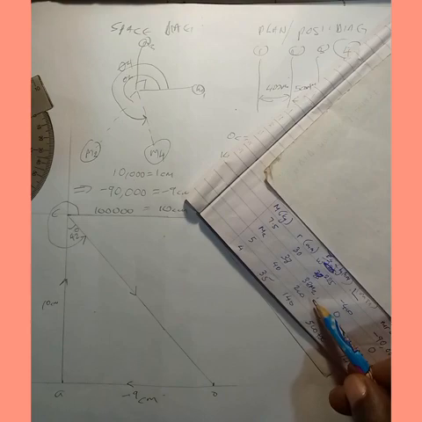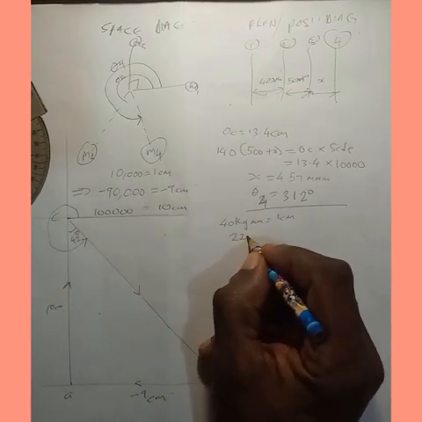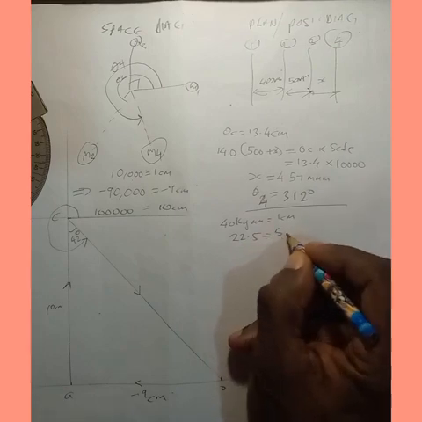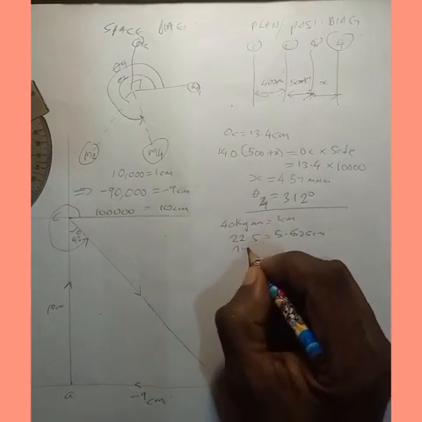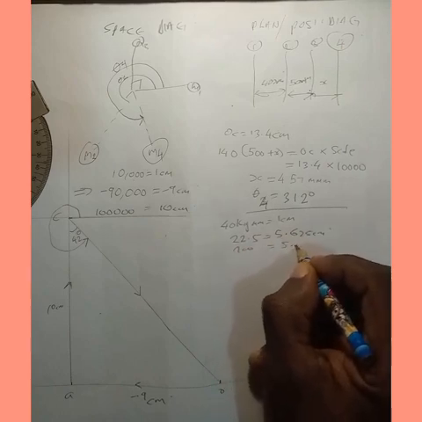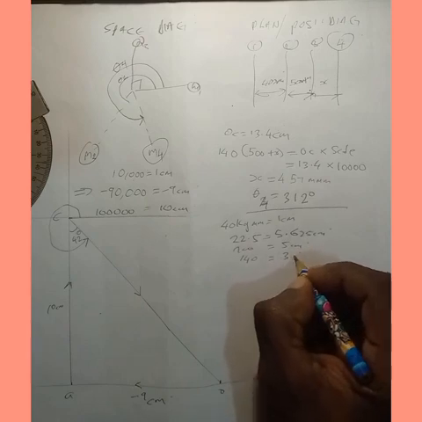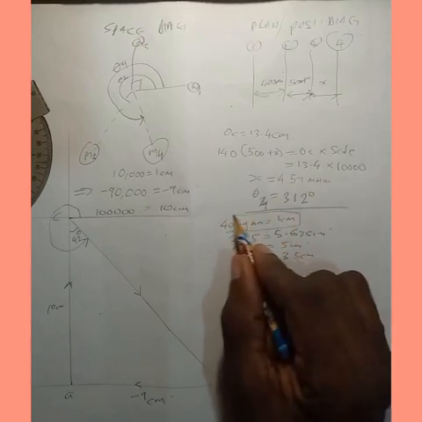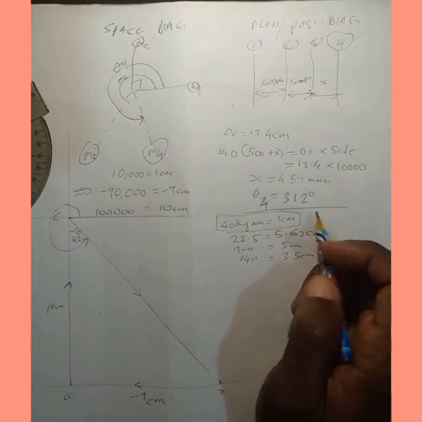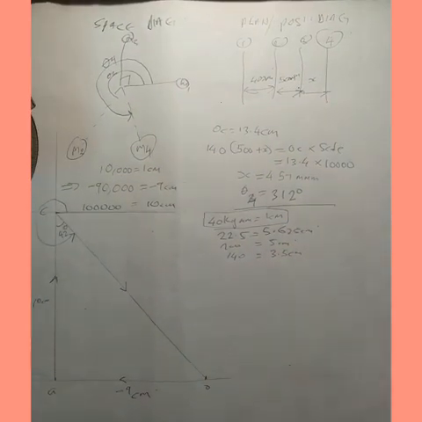So therefore, we also have 225 equals 5.625 centimeter. We have 200 equals 5 centimeter. We have 140 equals 3.5 centimeter. So we have used the scale of 1 centimeter equals 40. So now all we need to do is to plot the polygon.